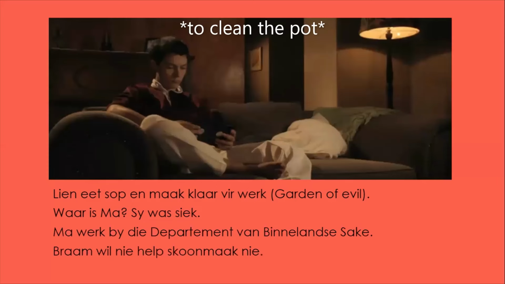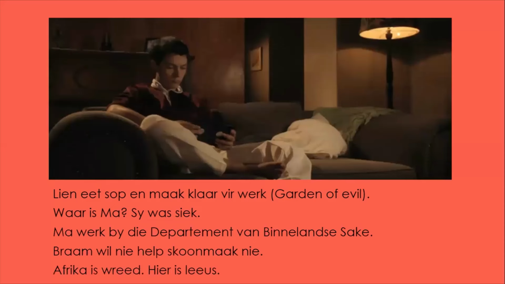So she asks Bram to please, when he's done with the soup, to clean it and take it back to Tannie Bet's. He tells her, no, do it yourself. She gets angry, obviously, with him, and she tells him, I'm going to work now to get money to buy food for you to eat tonight. And Bram tells her, shame, Afrika is wreed. Hier is leeus. Afrika is so cruel. Here are lions. Meaning, don't feel so sorry for yourself.